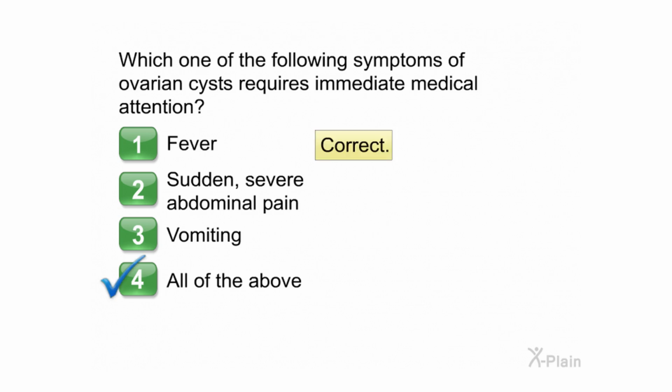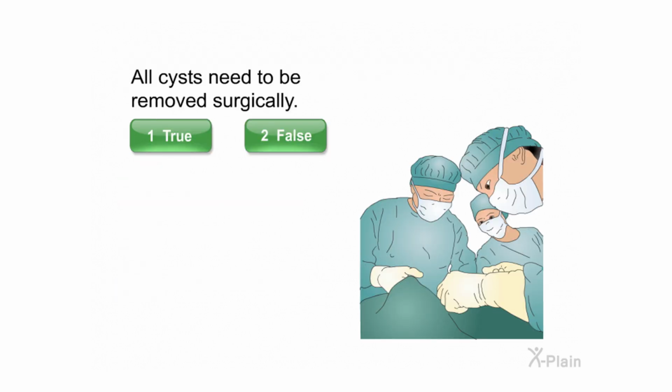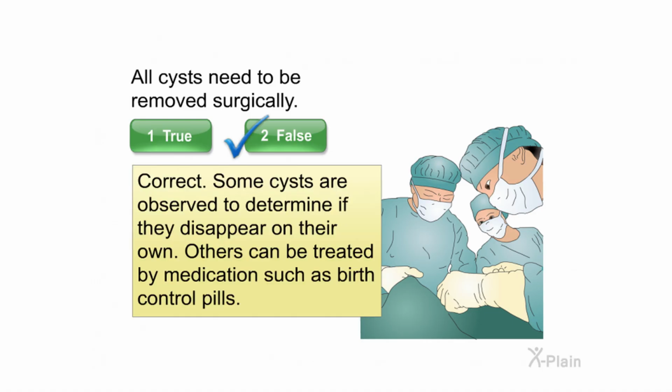Correct. All cysts need to be removed surgically. Select true or false. Correct. Some cysts are observed to determine if they disappear on their own. Others can be treated by medication, such as birth control pills.